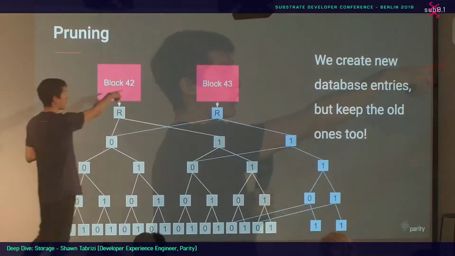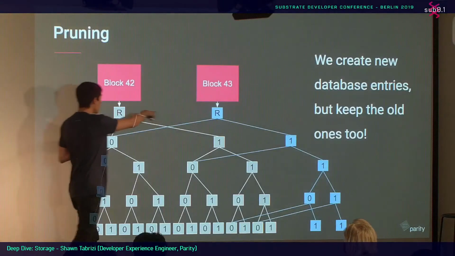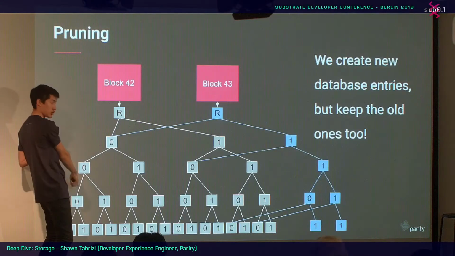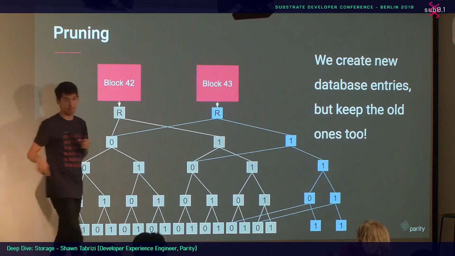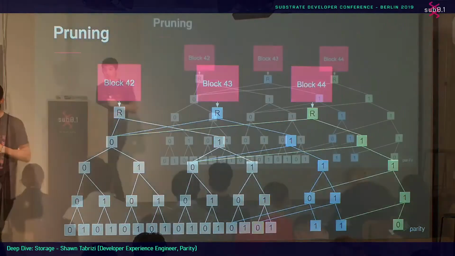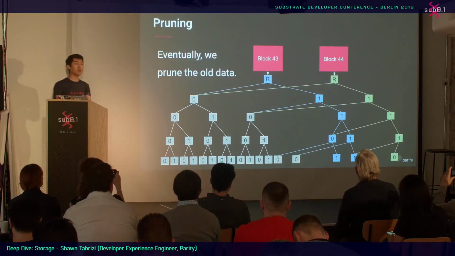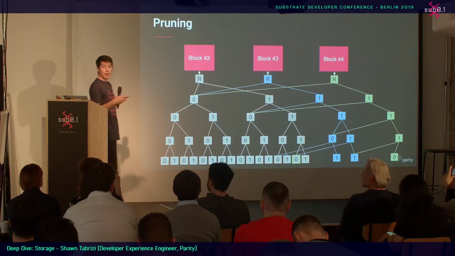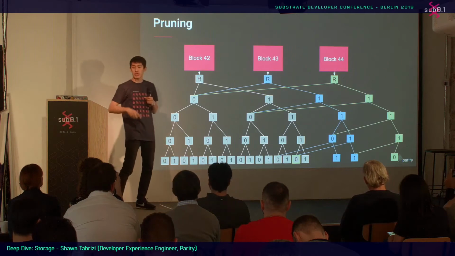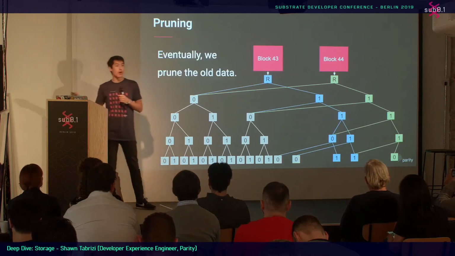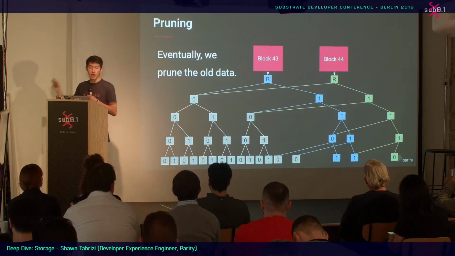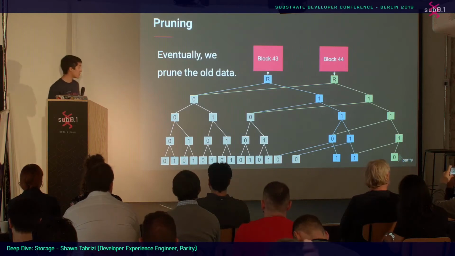So starting at block 43, I can start with this root hash. It'll point me to the old data, which hasn't changed, but also point me to the new data. And of course, we can continue to do this for another block, a new change. Eventually, we prune the old data. So you can see here, when we want to clean up block 42, we just eliminate the parts which aren't being used by the other blocks, the other parts of our storage.